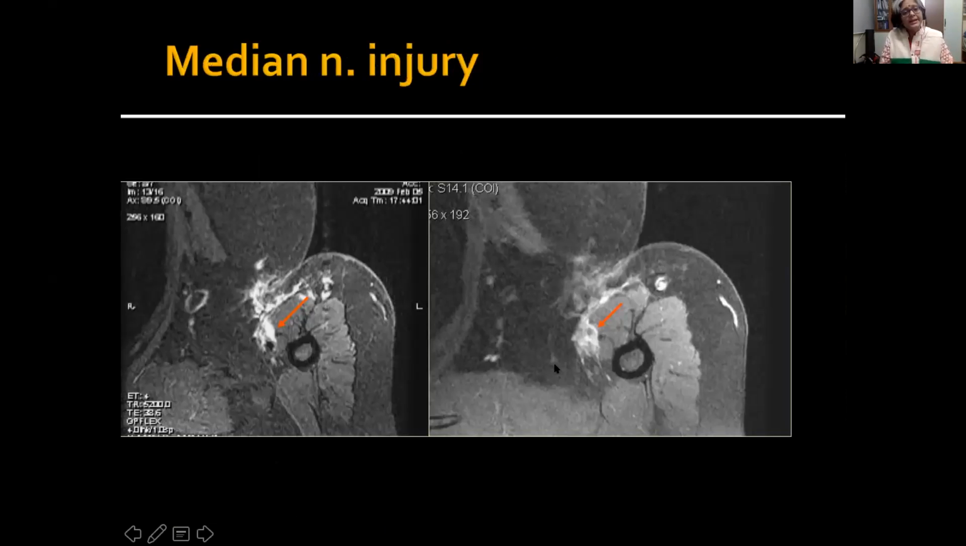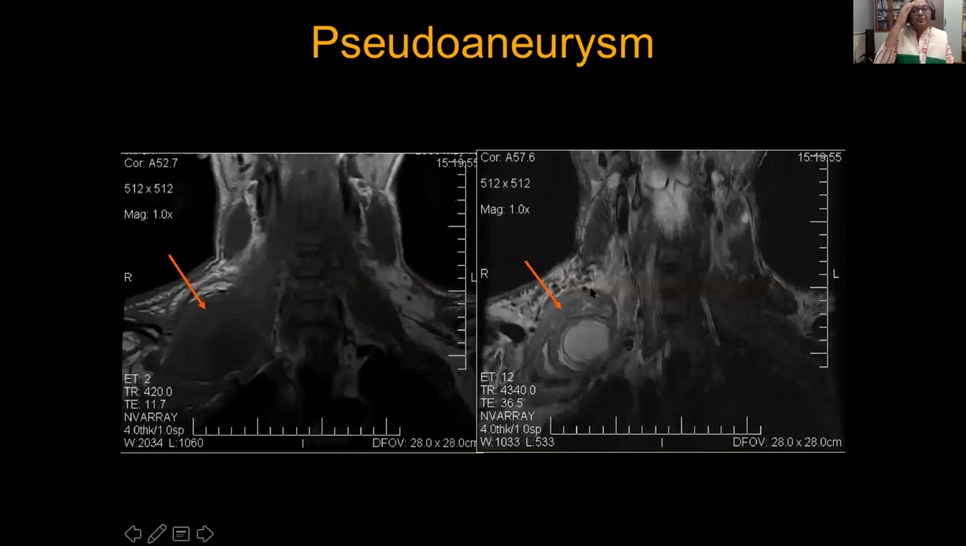This was a lady who had cosmetic surgery for axillary tail breast tissue resection, and after that developed median nerve symptoms. And you can see here, at this level there is scarring and edema, and this is the median nerve. You can see this area gave contrast in this patient. All this scar tissue was enhancing, and this was the nerve which was completely encased by that. And these are the surgical changes out here.